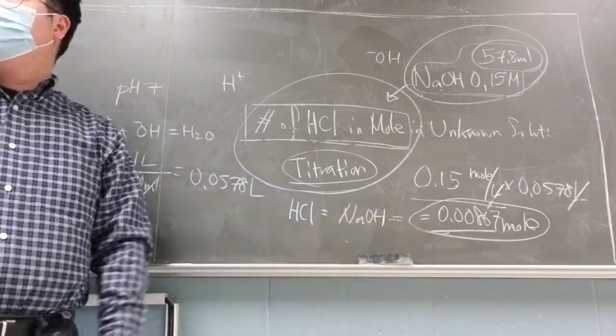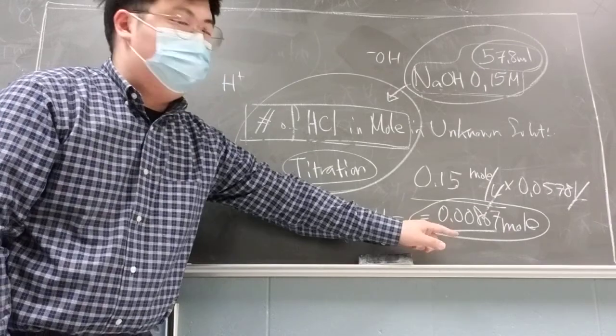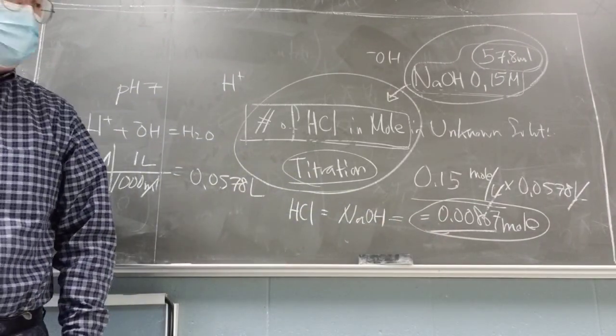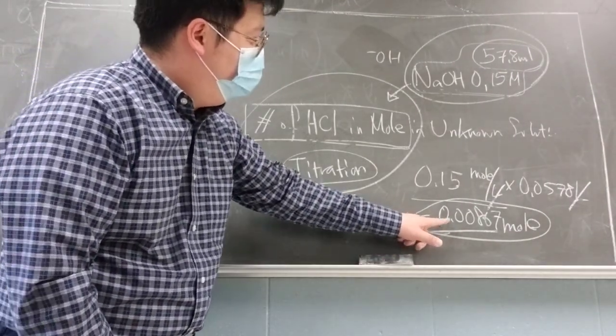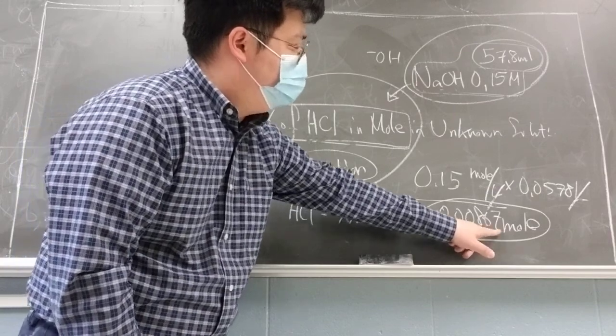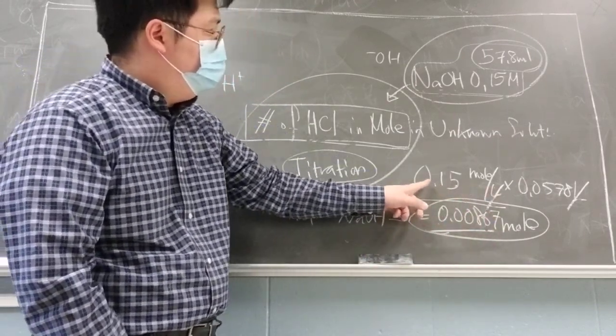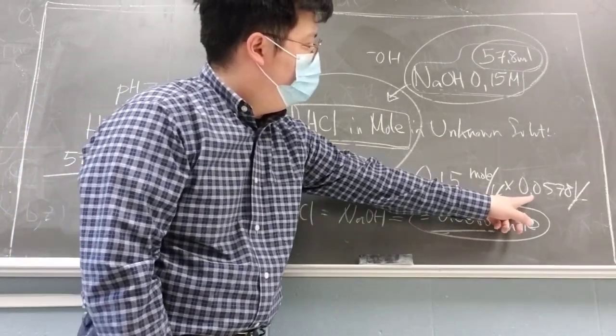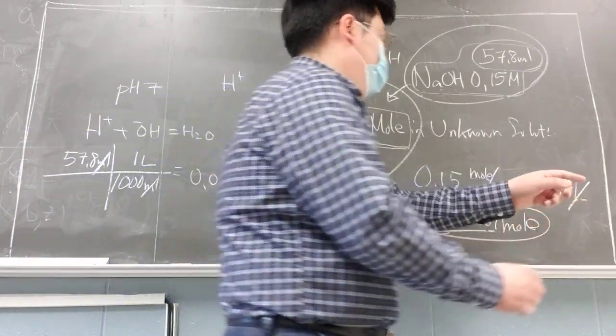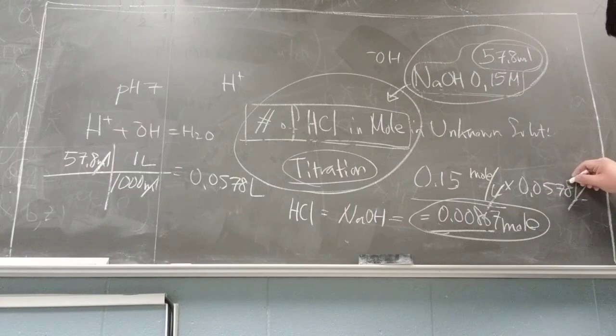Can you read it out loud? Oh yeah, sorry. 0.00867. But simply you just need to do this one for me. That would be fine. It's 0.15 times 0.0578.